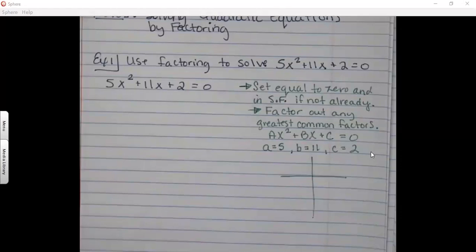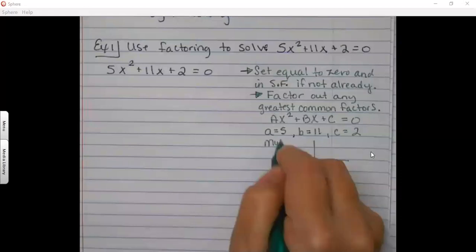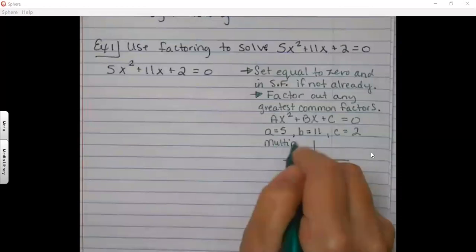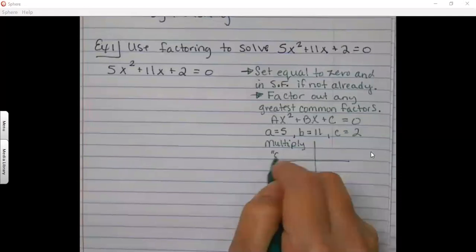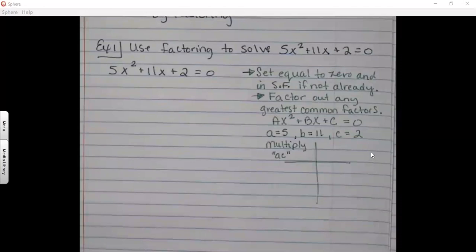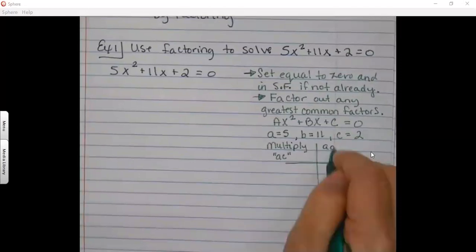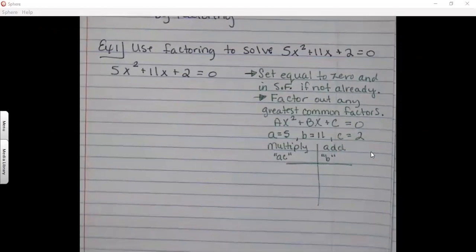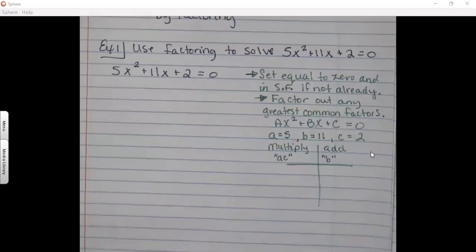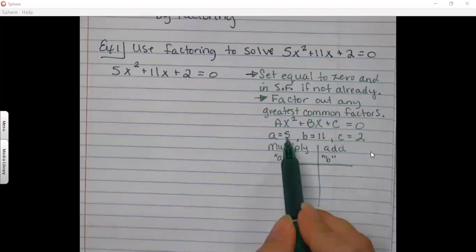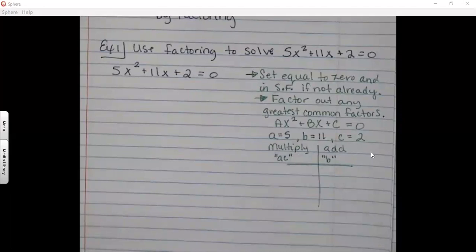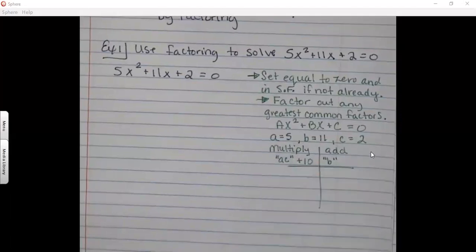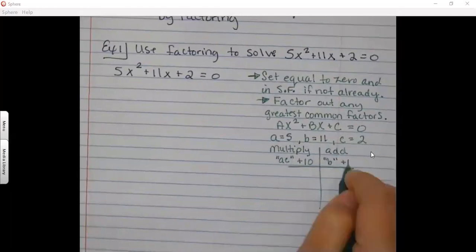So on the left side of the T-chart, I want to find two numbers that multiply together to give me a times c. And on the right side, I want to find two numbers that add together to give me b. Well, first of all, what is a times c? Just 5 times 2 was what? 10. So a times c is 10. And what is my value of b? 11. So I want to try to find two numbers that when I multiply them together, I get 10, and when I add them together, I get 11.